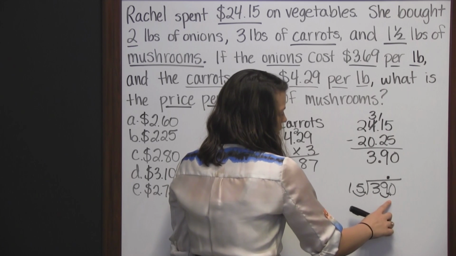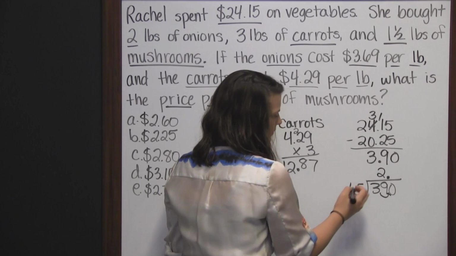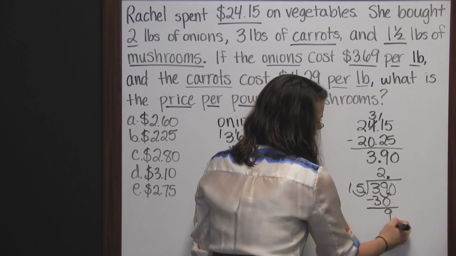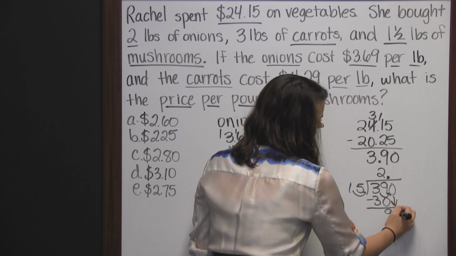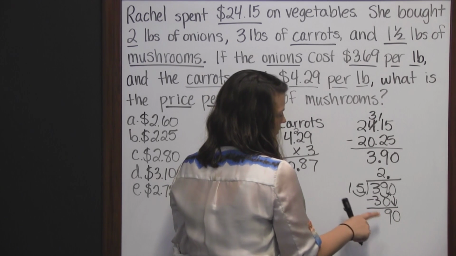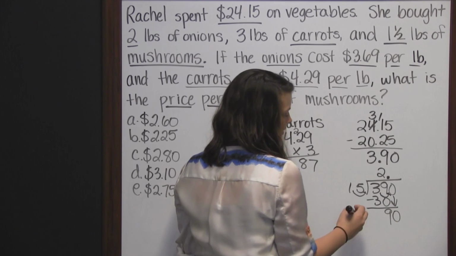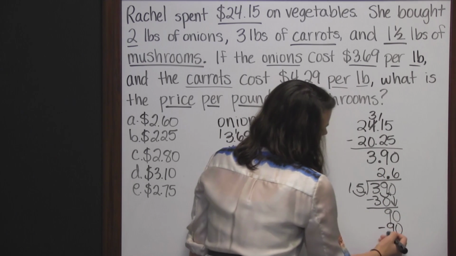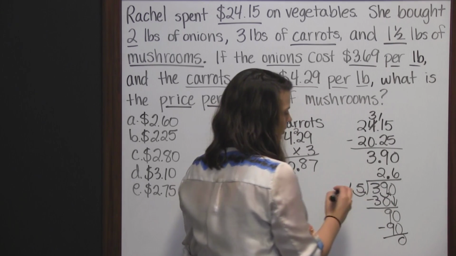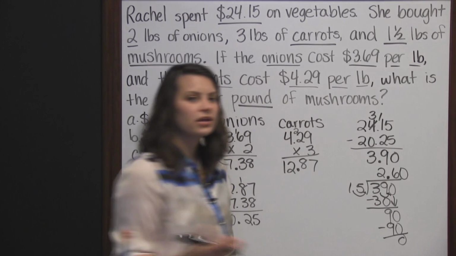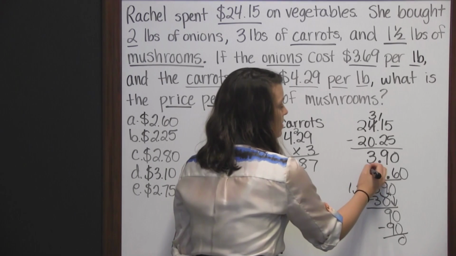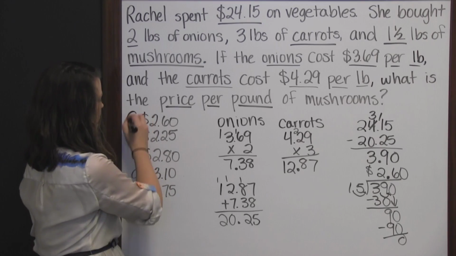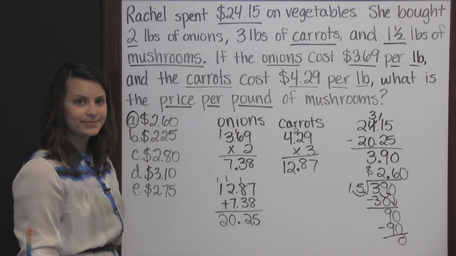And 15 goes into 39 2 times. 15 times 2 is 30. Subtract and you get 9. Bring down the 0. 15 goes into 90 6 times. 15 times 6 is 90. Subtract and you get 0. So no remainder, but we can add a 0 here since we're talking about money. So that means that the mushrooms were $2.60 per pound, which is answer A.